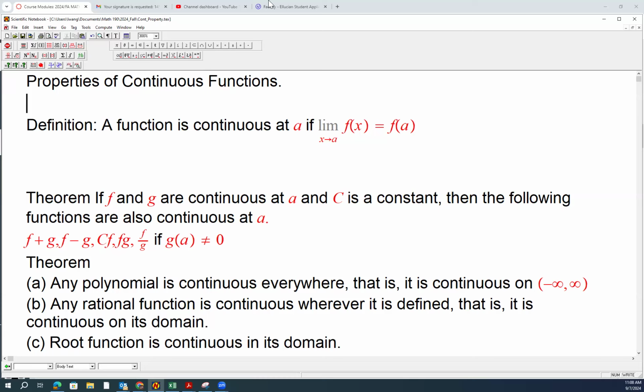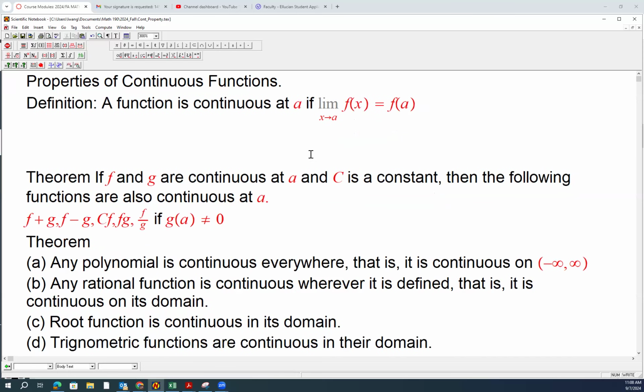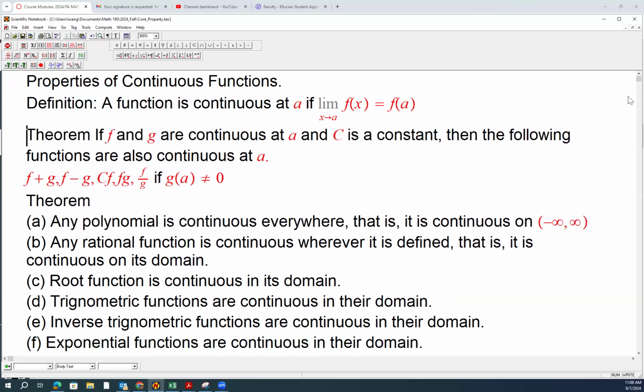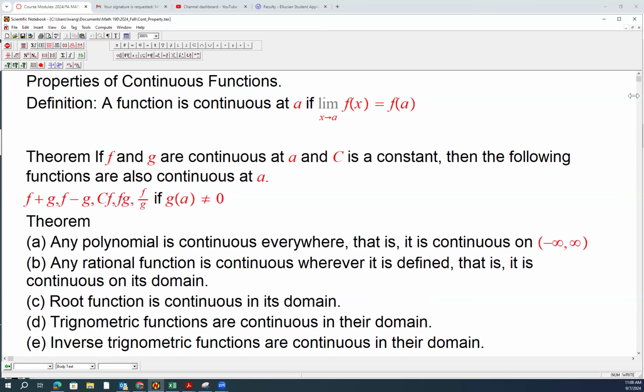But we also have some nice properties about continuous functions. In this section, we're going to talk about the properties of continuous functions. In other words, adding, subtracting, multiplying, dividing, multiplying by a constant, even composition. So we're going to address that issue on composition in a little bit. So f composite g, that's also going to be addressed.